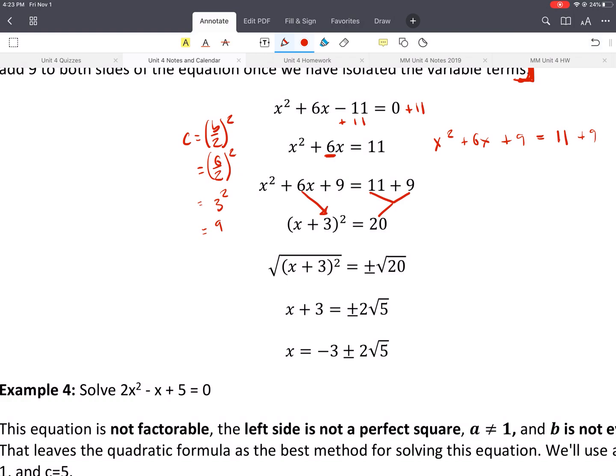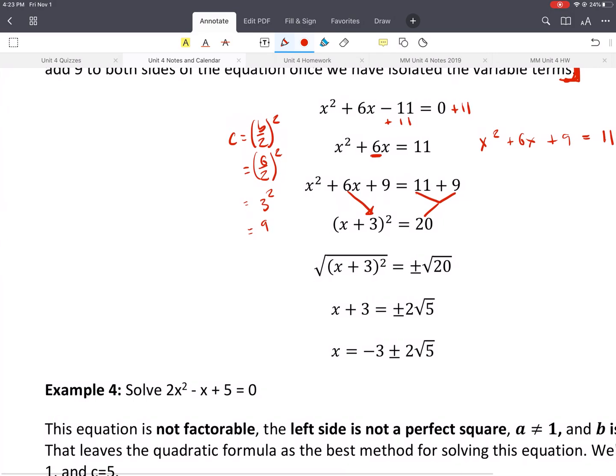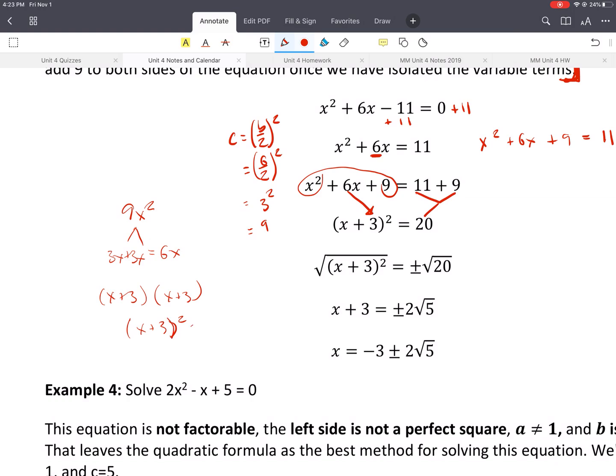Okay? And if you forget that, you can always do factoring. You could do the glasses method, you'd get 9x squared, and add up to give us 6x, and it turns out to be 3x plus 3x. You could use the shortcut, so you'd get x plus 3 and x plus 3, which is x plus 3 squared, which is what's right here. So that's what you get when you factor. And since it's a perfect square, what's in that parenthesis will always be half of b.